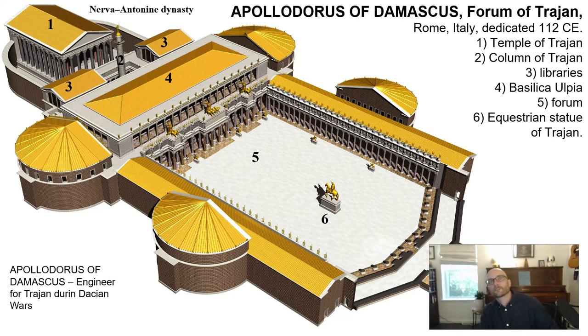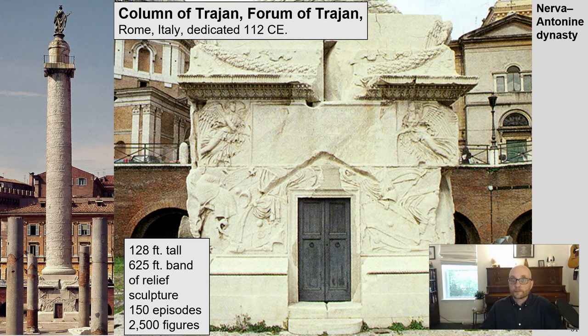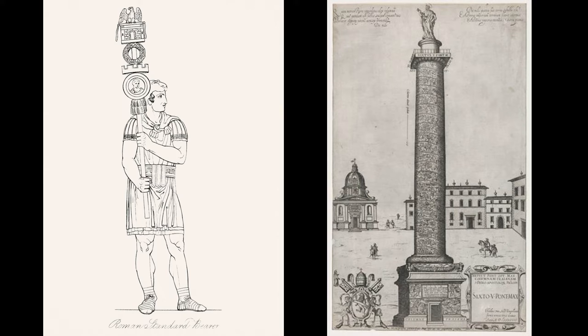The most famous structure from this area is the Column of Trajan. The Column of Trajan is 128 feet tall. It is composed of a frieze, a relief sculpture that tells a story. If you unfurled that image, it would be 625 feet long, containing 150 episodes and 250 figures. In many ways, this is a large, massive version of a Roman standard. Soldiers marched carrying a standard that said SPQR, the Senate and People of Rome. After a Roman victory, they would plant that standard in the ground and pile the shields and the weapons of their enemy around it as a sign of their victory. So this is kind of what this is meant to be.